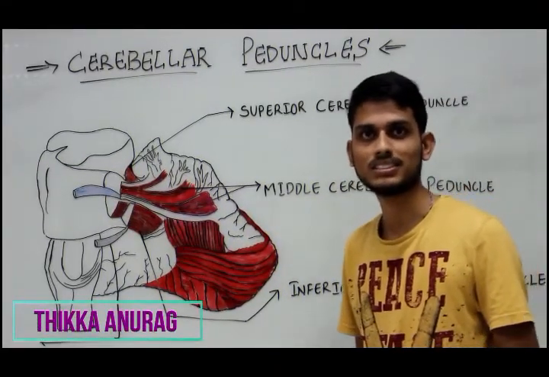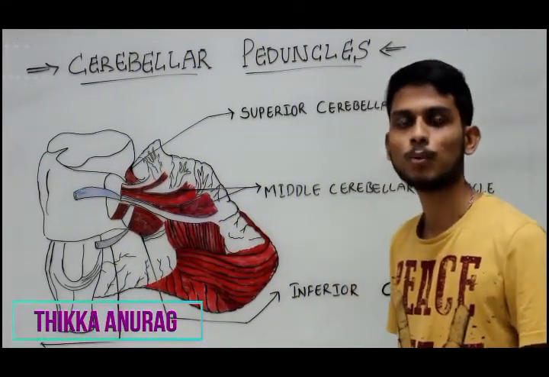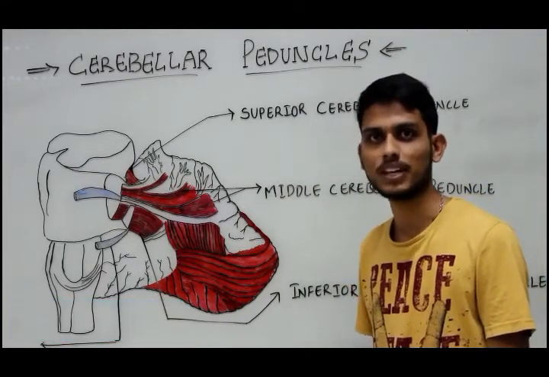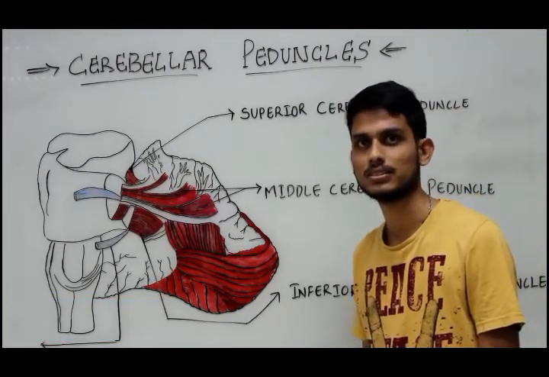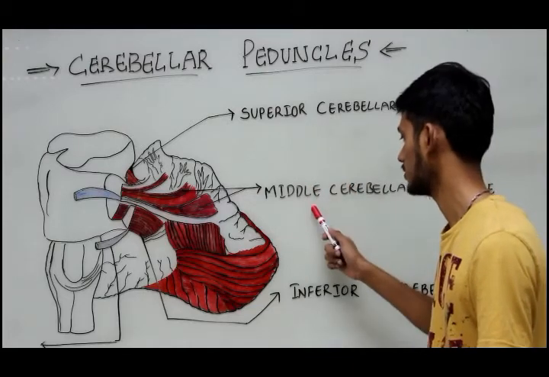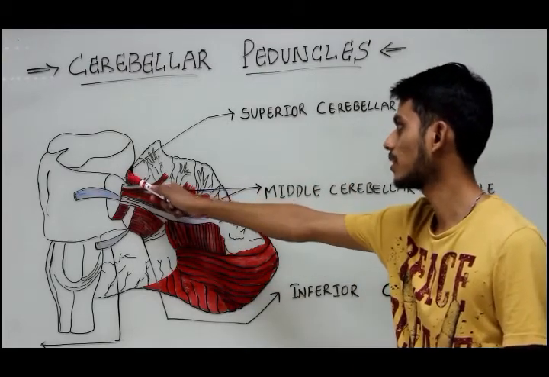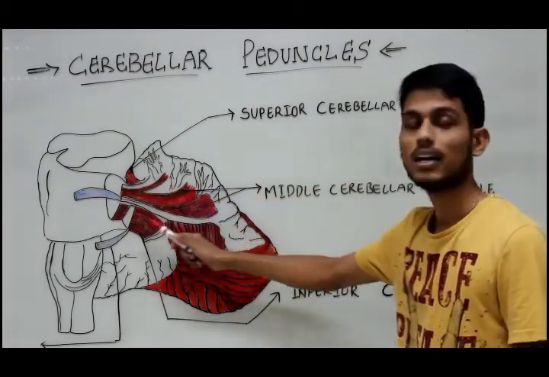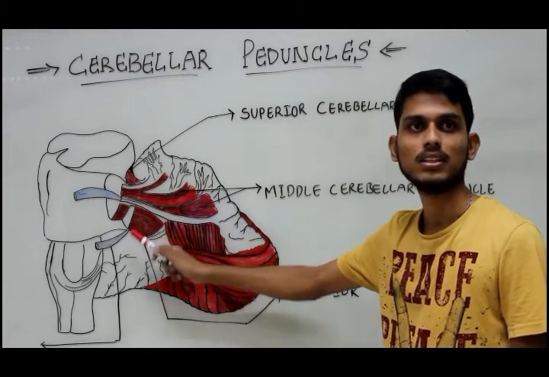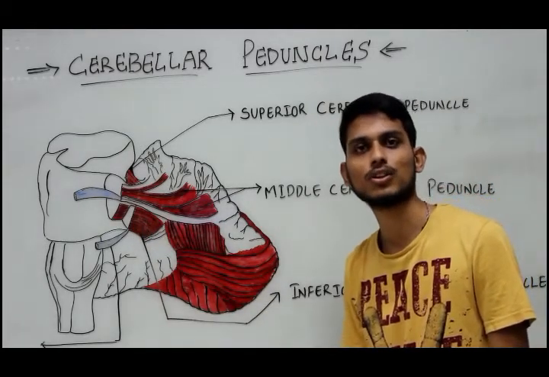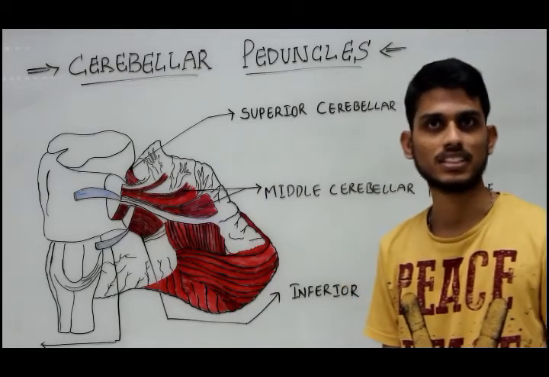Today my topic is the cerebellum. The input and output of the cerebellum is carried out by three fiber bundles called cerebellar peduncles. We have three cerebellar peduncles: the superior cerebellar peduncle, the middle cerebellar peduncle, and the inferior cerebellar peduncle. The superior cerebellar peduncle is also called the brachium conjunctivum.